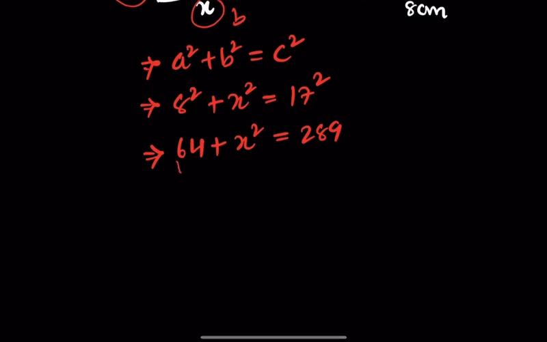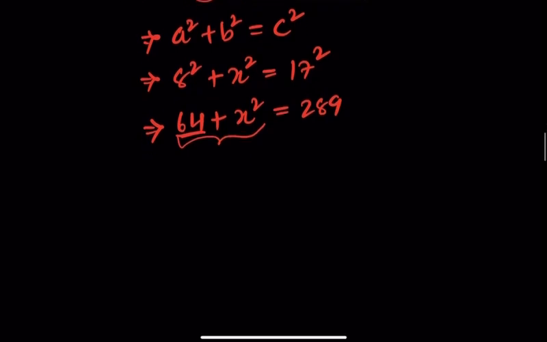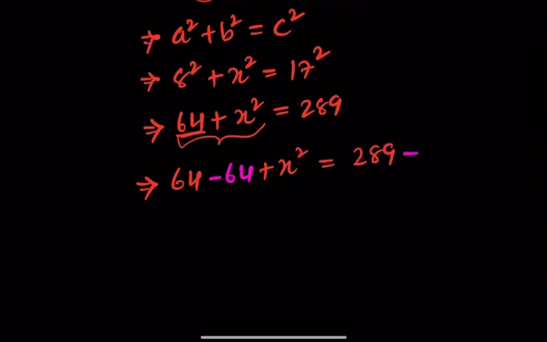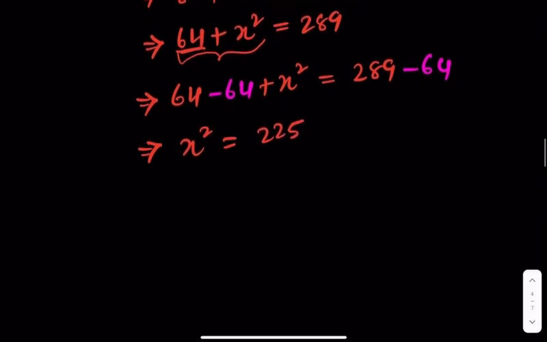Now we just want x on the side of the equation and nothing else. So let's remove this 64 from the side. To do so, we have to subtract 64 on both sides of the equation. So 64 minus 64 plus x squared equals 289 minus 64. 64 minus 64 is 0, so x squared equals 289 minus 64, which is 225.